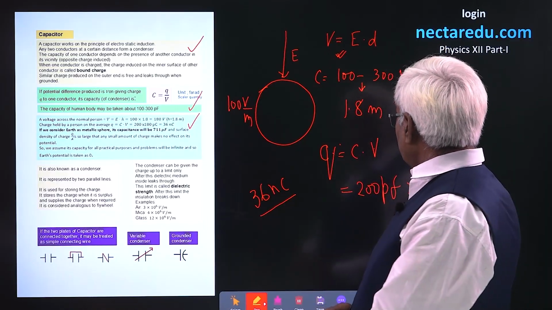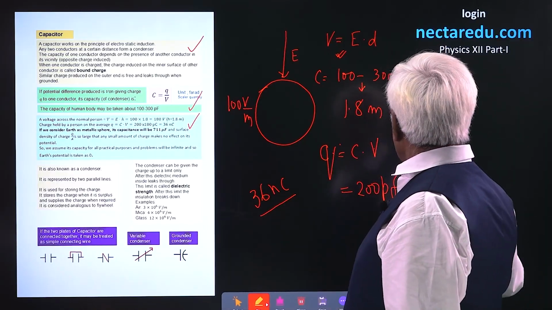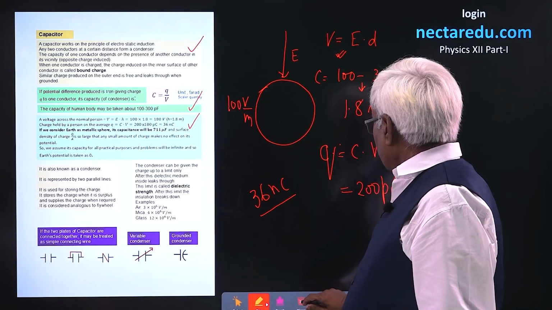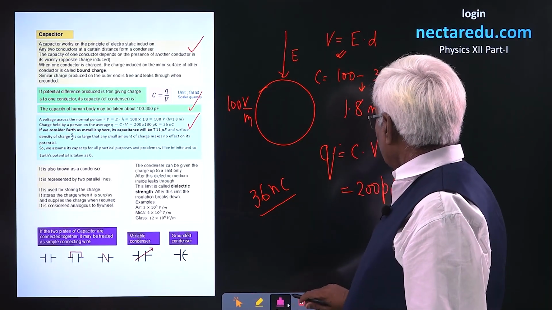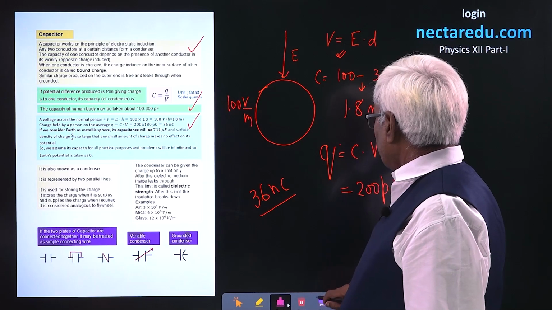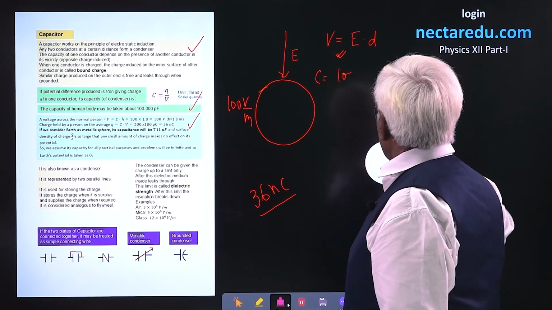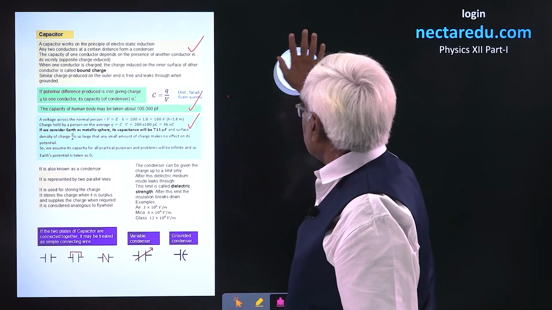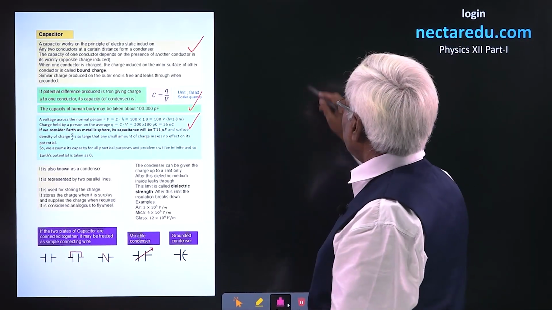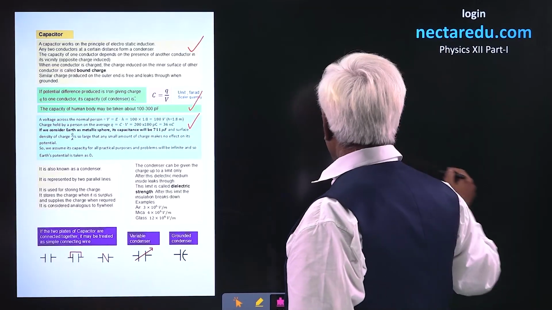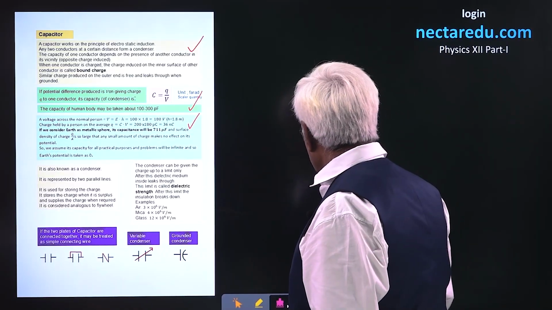For the capacity of condenser, we know the formula, but now for the capacity of Earth, we would consider it as a metallic sphere first, which obviously it is not.